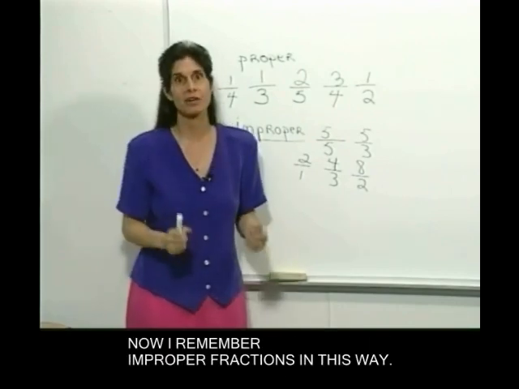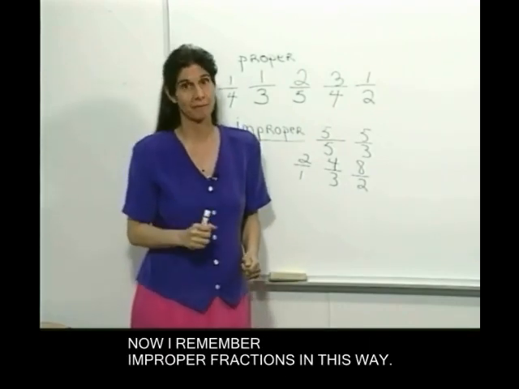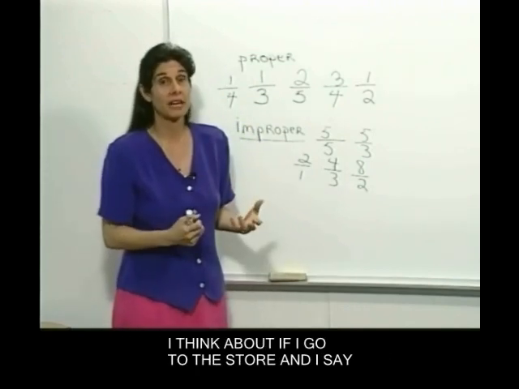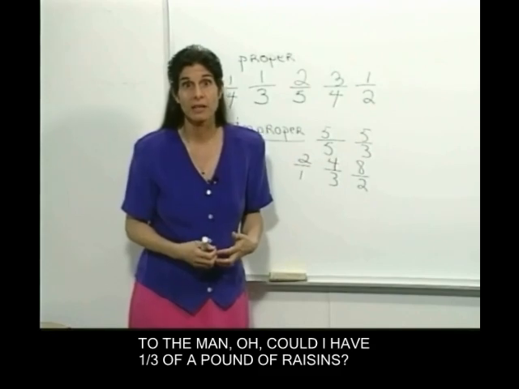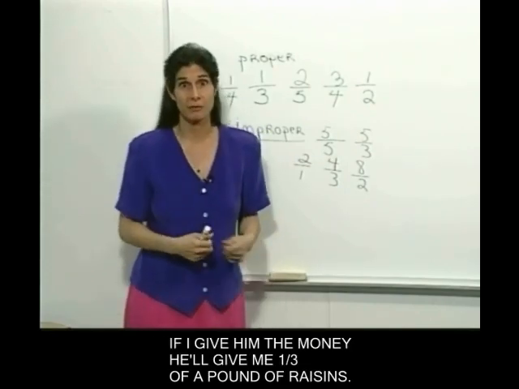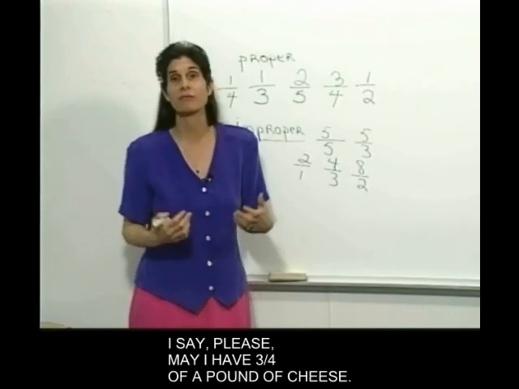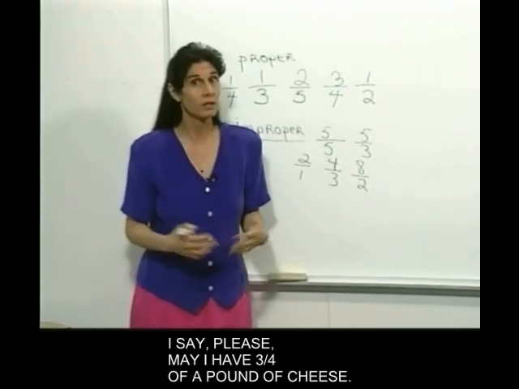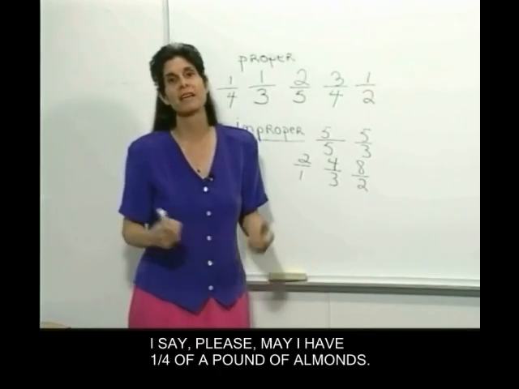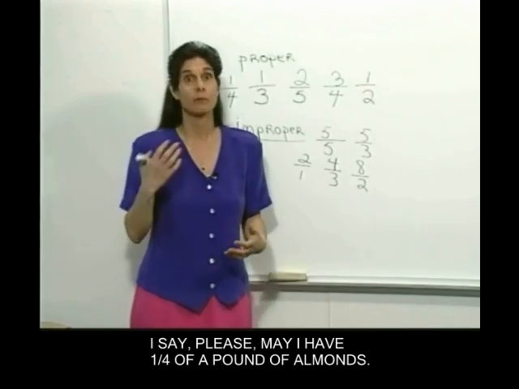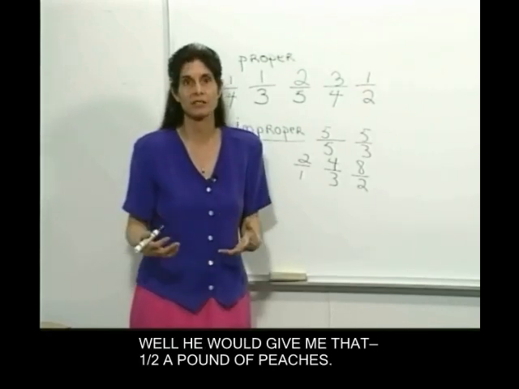Now, I remember improper fraction in this way. I think about if I go to the store and I say to the man, could I have 1/3 of a pound of raisins? If I give him the money, he'll give me 1/3 of a pound of raisins. I say, please, may I have 3/4 of a pound of cheese? Well, he'll give me my 3/4 of a pound of cheese if I pay him. I say, please, may I have 1/4 of a pound of almonds? Well, he would give me that, 1/2 pound of peaches.